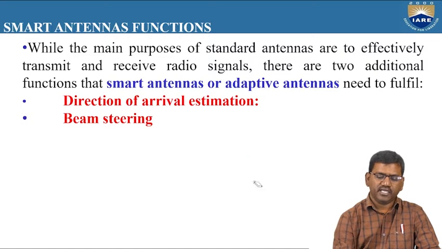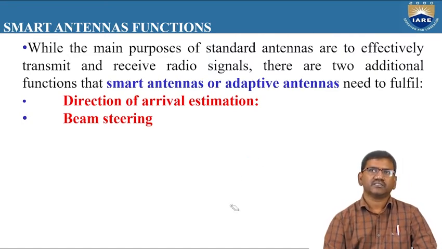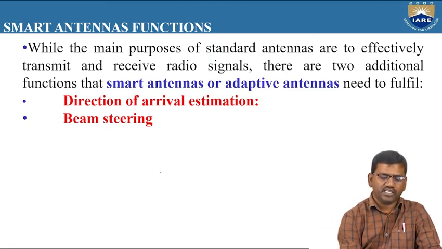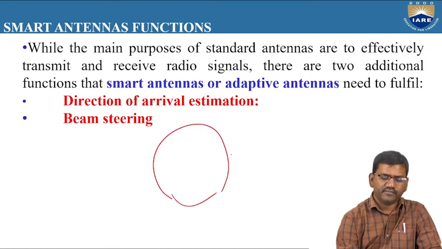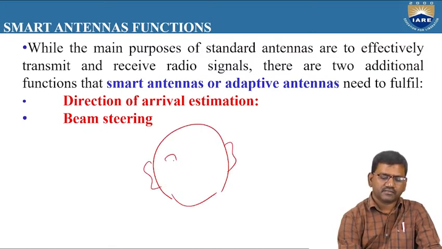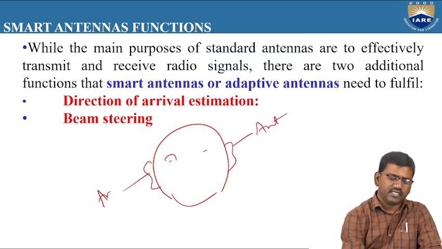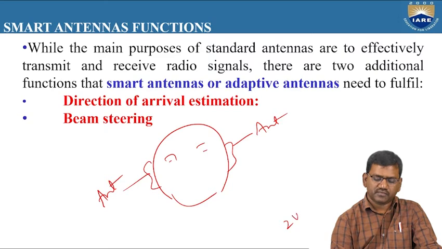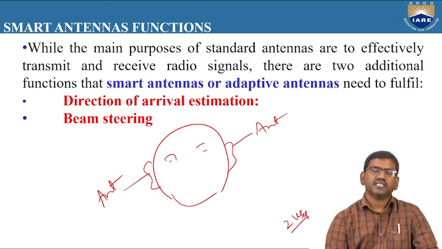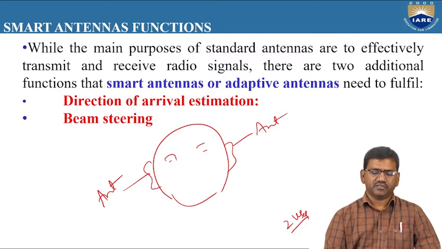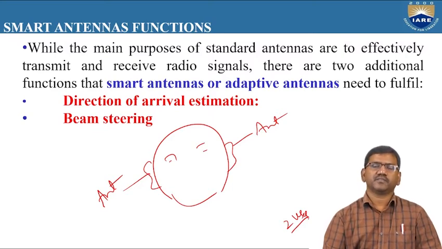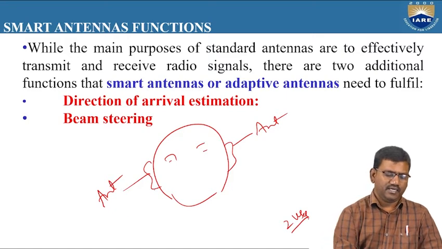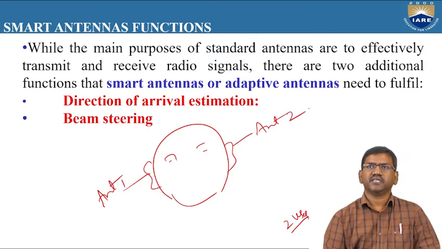So we can also apply this smart antenna system to a human analogy. Suppose this is the human being, and this is one antenna and this is another antenna, let us say. Now suppose there are two users here. These two users are speaking simultaneously. This is antenna 1 and this is antenna 2, let us assume.